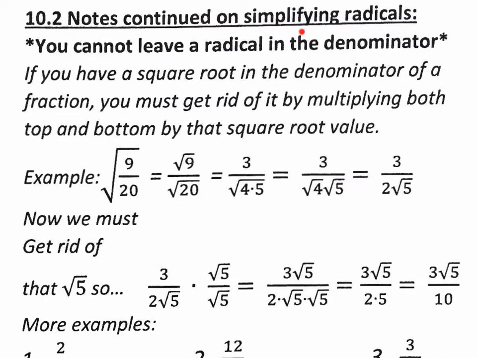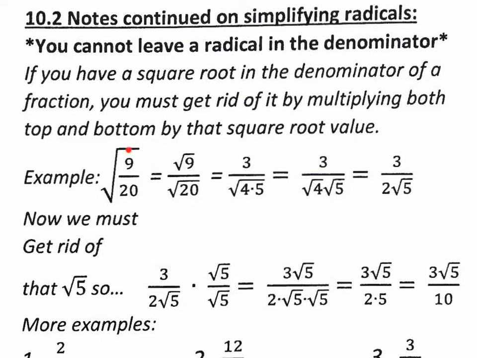So, continued on simplifying radicals. You cannot leave a radical in the denominator. You cannot do it, all right? You cannot leave a radical in the denominator. Check this out. When you have a radical in the denominator, you're going to have to get rid of it. How? By multiplying both top and bottom by that square root value.